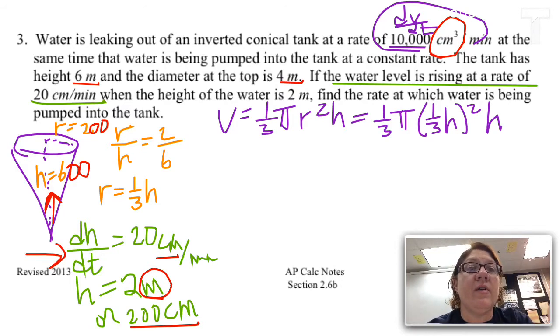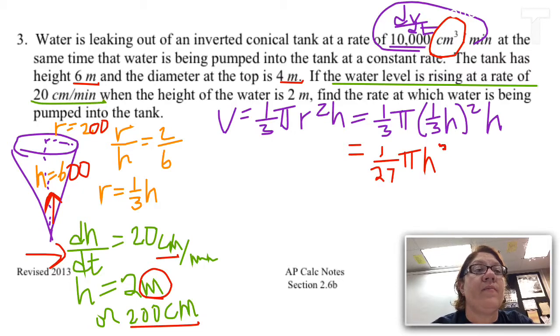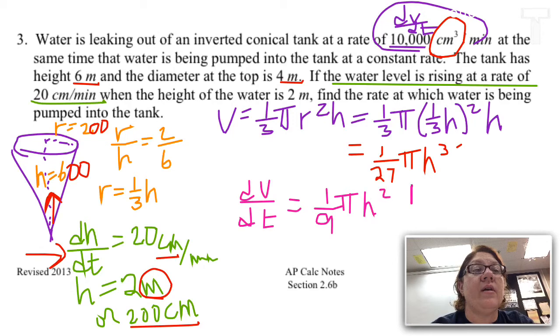Okay, so I've written several things down. Pause the video long enough to make sure you know where I got everything. Working on my formula over here, I substituted in for r. So I'm going to have a grand total when I'm all done squaring of 1/27 pi times h cubed. And then when I take the derivative of it, my derivative will be, when I finish powering down, 1/9 pi h squared dh/dt.